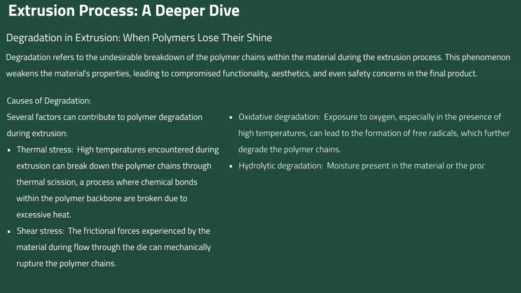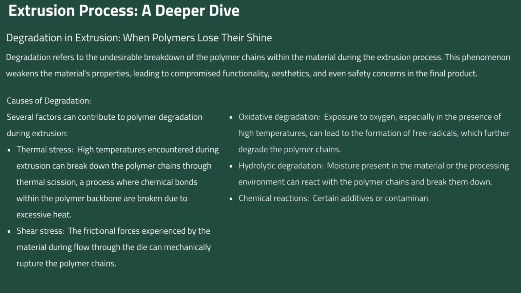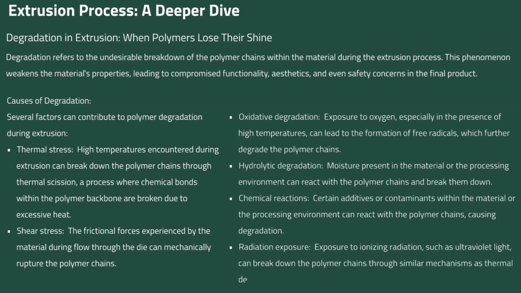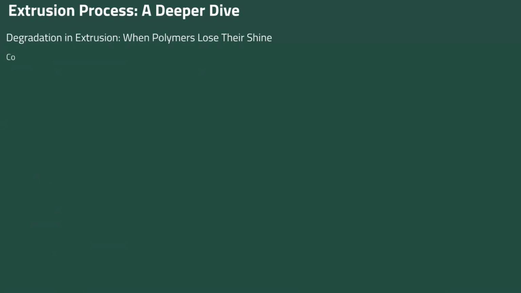Hydrolytic degradation. Moisture present in the material or the processing environment can react with the polymer chains and break them down. Chemical reactions. Certain additives or contaminants within the material or the processing environment can react with the polymer chains, causing degradation. Radiation exposure. Exposure to ionizing radiation, such as ultraviolet light, can break down the polymer chains through similar mechanisms as thermal degradation.